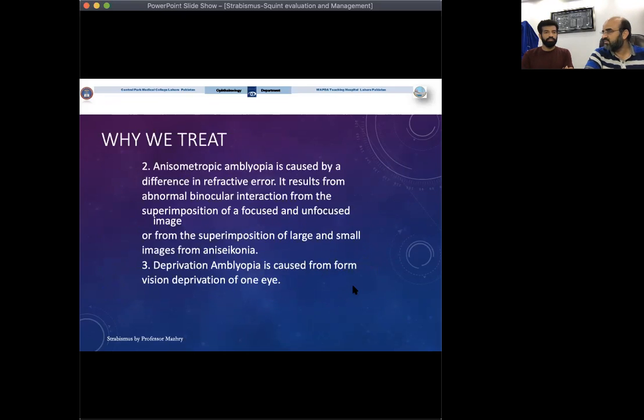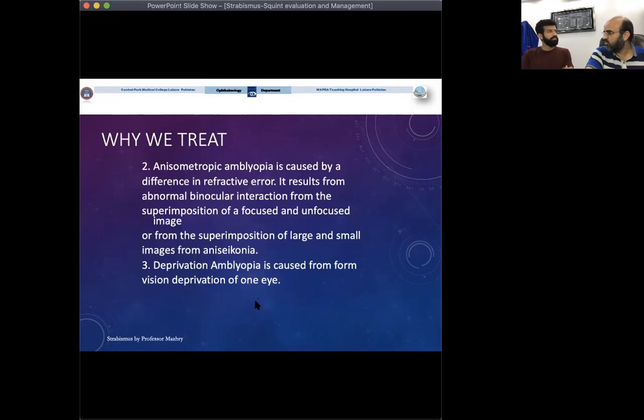Anisometropic amblyopia is when there is a difference of refractive error between the two eyes. That is known as anisometropia. Emmetropia is when both eyes have no refractive error. If the eye has a plus refractive error, that is hyperopia. And if the eye has a minus refractive error, that is myopia. And if there is a difference in refractive power between the two eyes, that is anisometropia. So this can be one cause of the squint.